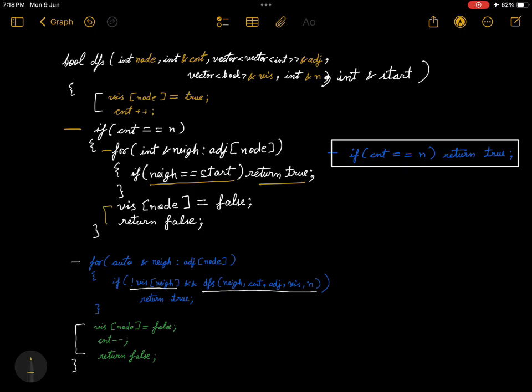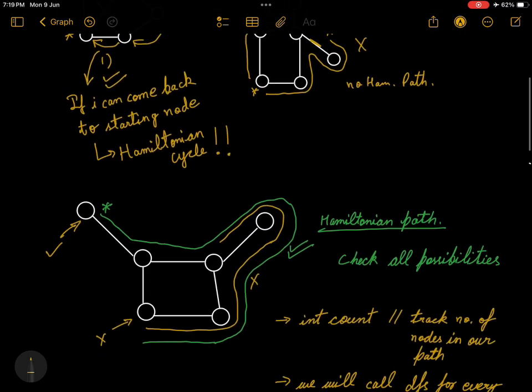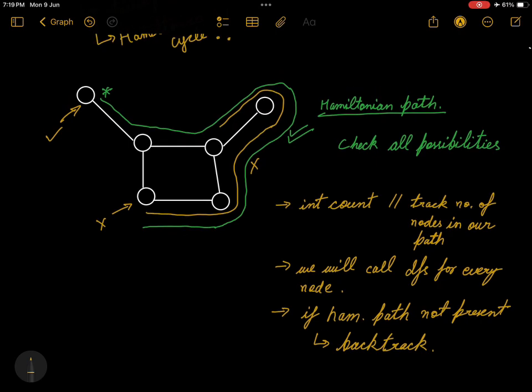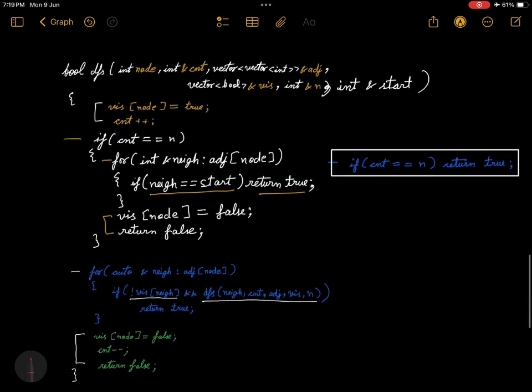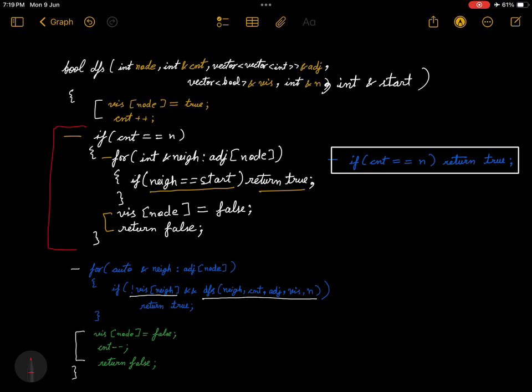Okay guys, let's revise what we have studied. In Hamiltonian path, we need to visit every node once and every edge at most once. And then we explored all the possible ways via recursion. And if we don't find any Hamiltonian path, we will backtrack from there, right? In the case of Hamiltonian cycle, we just need to modify this part of the code which we saw.